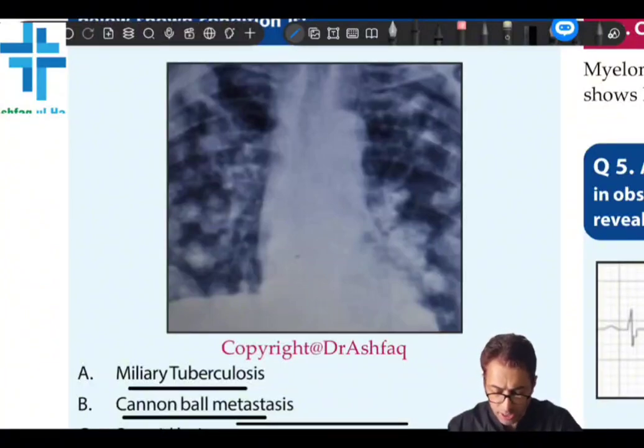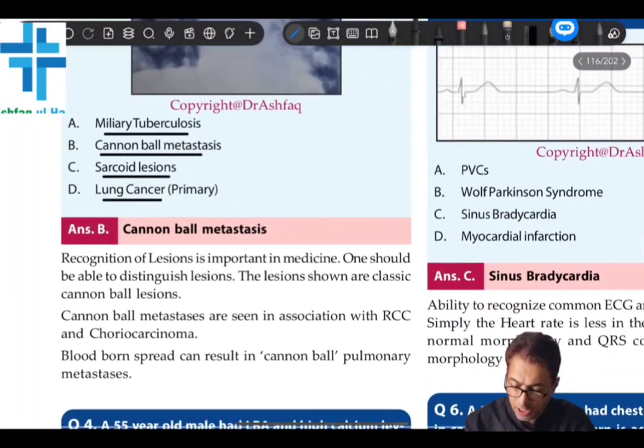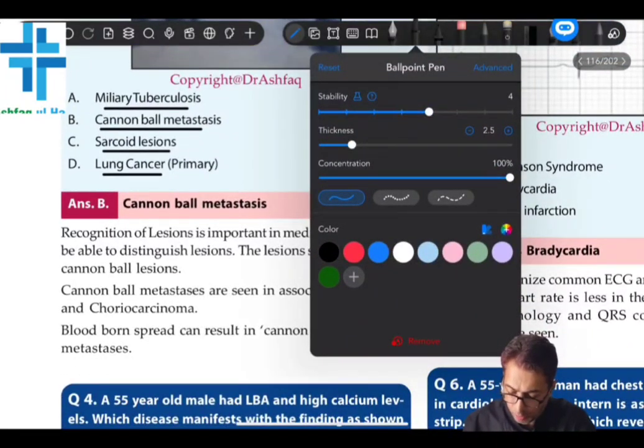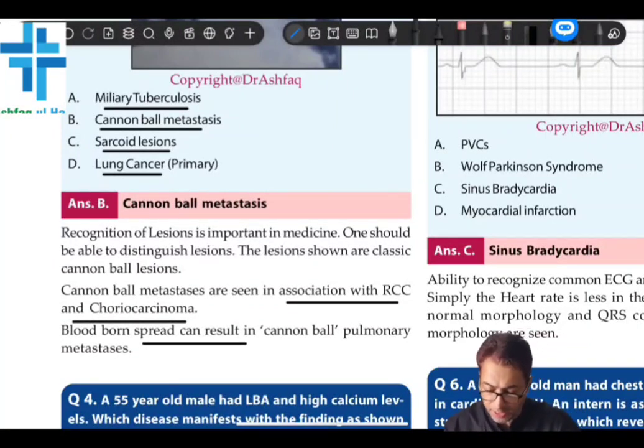So this is the cannonball metastasis in the lungs, and I have shown and documented the association of cannonball metastasis with RCC, which is the most common, and choriocarcinoma, especially in females. It is a result of blood-borne spread, which is seen in many cases. So this is the way questions are answered.